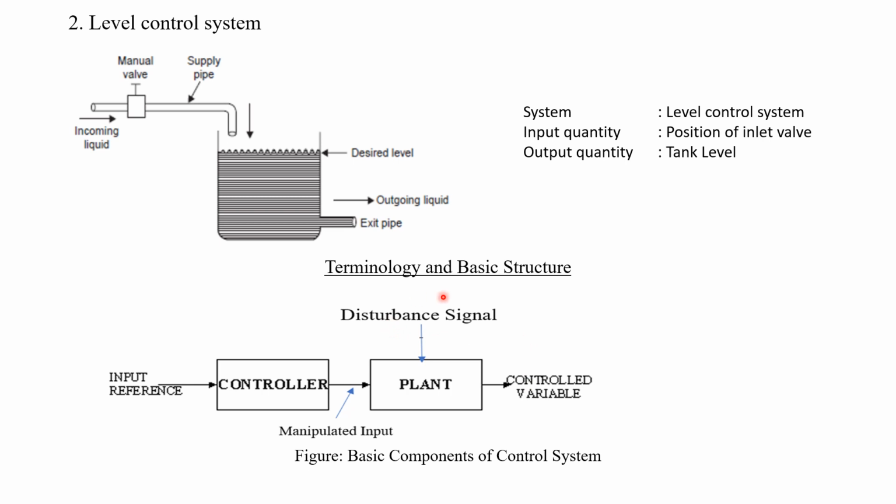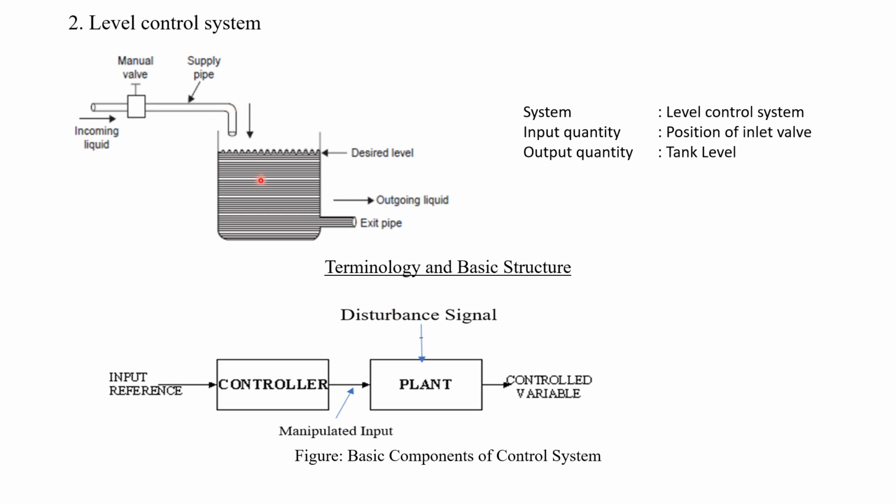Then the last one is the disturbance signal. A disturbance signal is a signal which affects the output variable, or which varies the output variable. The disturbance can be either internal or external. If the disturbance is generated within the system, it is called an internal disturbance. If the disturbance is generated outside the system, it is called an external disturbance.